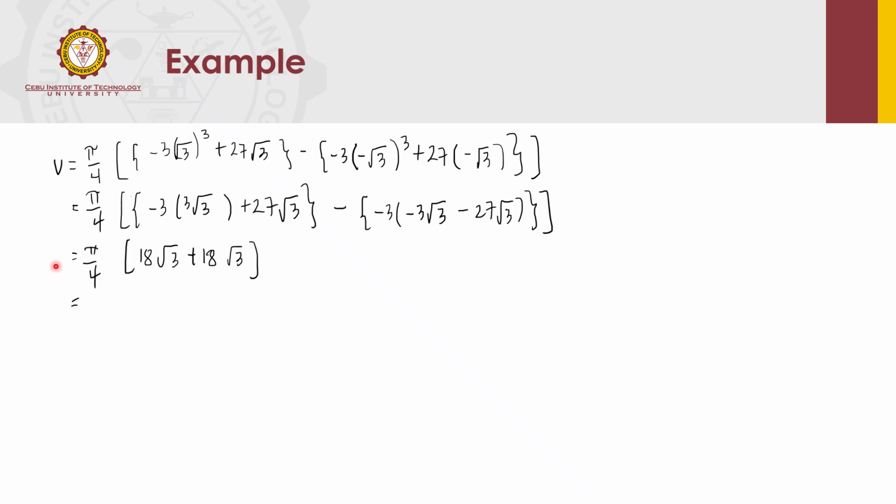36 divided by 4 is 9. So that's 9 square root of 3 times pi, or 9 pi square root of 3, and it's in cubic units.